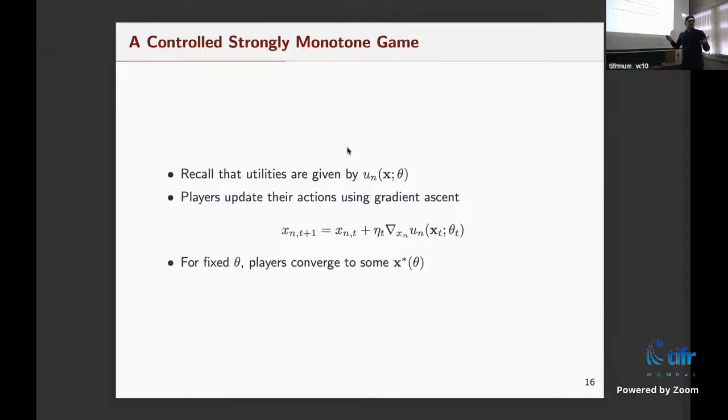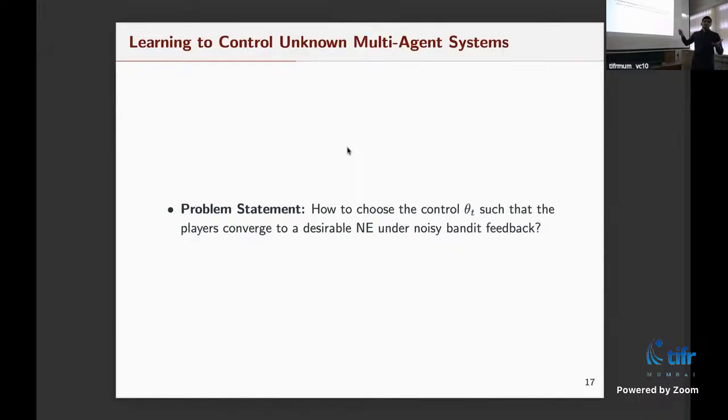So how would a controlled strongly monotone game look? The utilities, instead of being given by u_n(x), are now u_n(x, theta). Players are updating their actions as before, but now theta appears. For a fixed theta, players will converge to the Nash equilibrium x*(theta). What this means is that for a fixed theta, the game is a strongly monotone game. So this is the actual problem statement: how does the manager learn what theta_t to use such that the players eventually converge to a desirable Nash equilibrium under limited feedback?